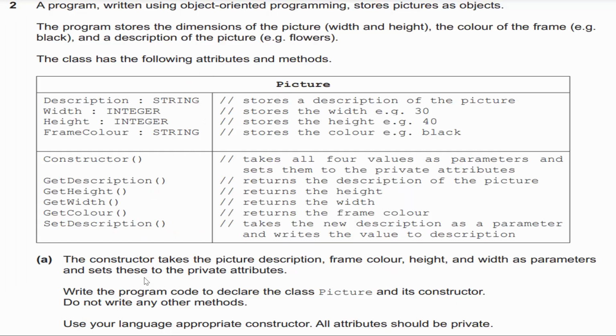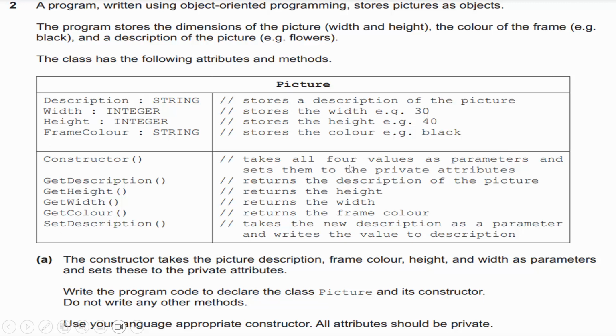So, a program written using object-oriented programming stores pictures as objects. The program stores the dimensions of the picture, width and height, the color of the frame, and a description of the flower showing what it is. This is just like every other object-oriented programming question. We have the name of the class, we have the attributes, we have our constructor, which in VB is public sub new. In Java, it's whatever the name of the class is, which in this case is picture, and that's never going to change. There's never an exception to that rule.